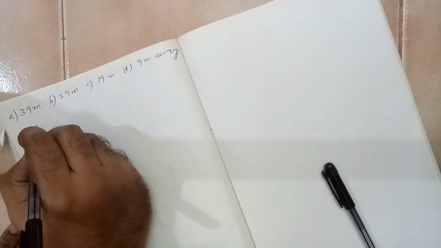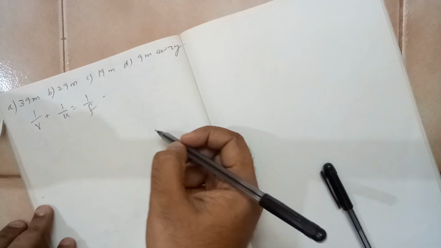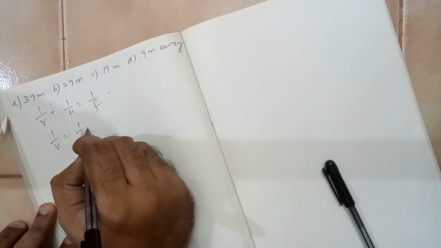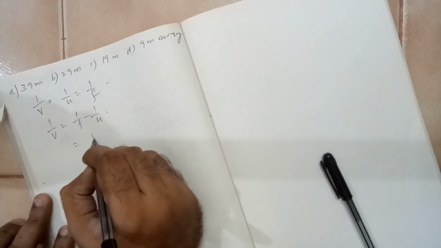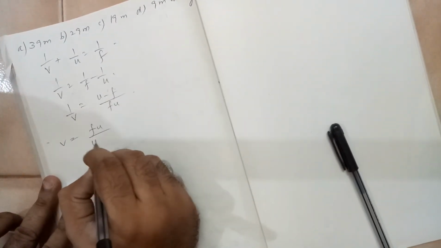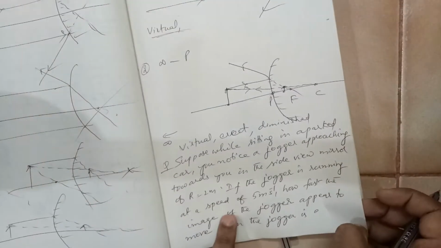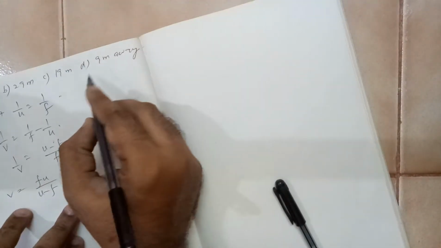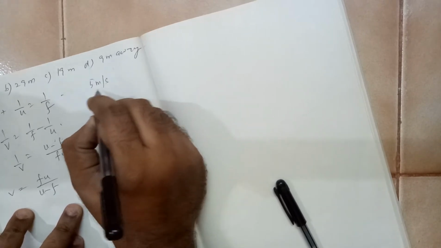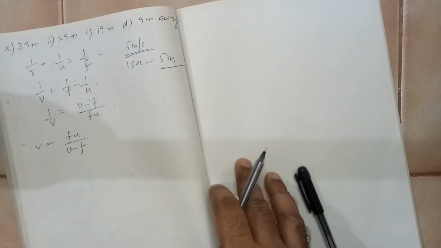Now we know the mirror equation 1 by v plus 1 by u is equal to 1 by f. So 1 by v is equal to 1 by f minus 1 by u. So this is (u minus f) by fu, or v is equal to fu by (u minus f). So here they have given you the speed of the jogger. Jogger is the object and it is given as 5 meters per second. That means in 1 second the jogger is running at a constant speed of 5 meters.